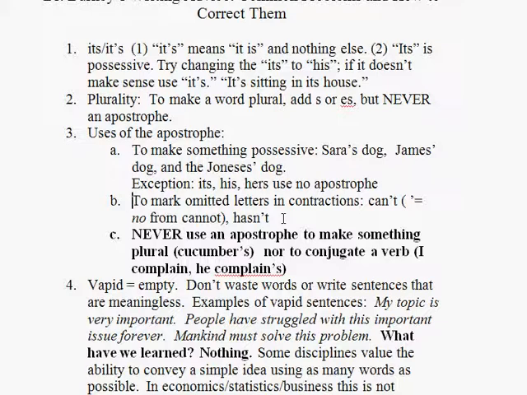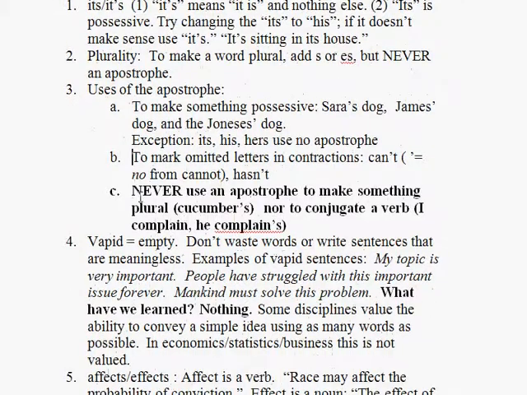Sometimes you see this in colloquial writing where someone will say a word that, in a region of the United States like the South, people will omit a few letters in. Sometimes people will start the word in their writing with an apostrophe if they're quoting someone, to represent those omitted letters. But never use an apostrophe to make something plural, like cucumbers, or to conjugate a verb. Like I complain, he complain, apostrophe S. Wrong, wrong, wrong. Don't do that.